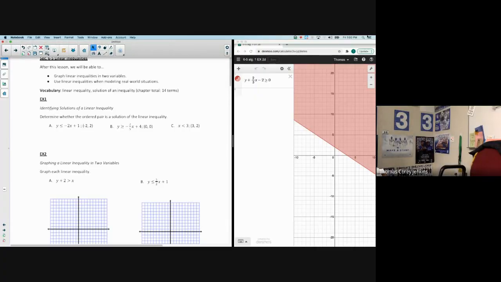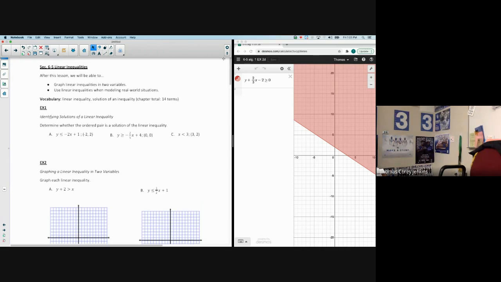Hey guys, Mr. Jenkins here, and we are going to start to move forward now to the last part of the unit. Everything we've covered since the beginning of the semester has been about solving systems of equations. Now we're going to look at some inequalities. Today's lesson is about how to graph two variable inequalities.